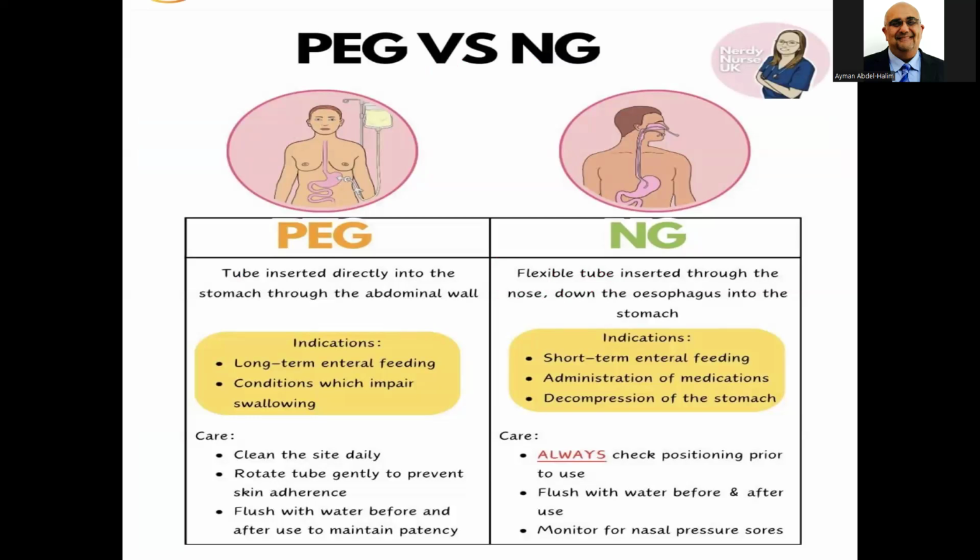So, what is the difference between a PEG and nasogastric tube? Nasogastric tube is mainly used for short term, while the PEG tube is for long term. And mainly, the PEG tube is used for conditions which impair swallowing.